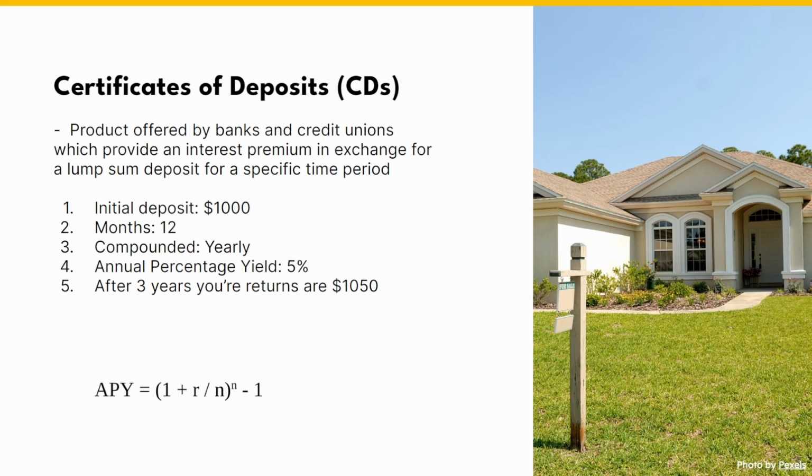So after, let's say, 1 year, sorry, I missed it, this 3 should be a 1. After 1 year, your returns are going to be $1,050. So that means that the interest that you're receiving is $50, because 1,000 times 0.05 is 50. And this depends on how many months as well as how many times it's compounded. But CDs are a much better alternative compared to just having a savings account because of the guarantee as well as higher rates of return in terms of APY.